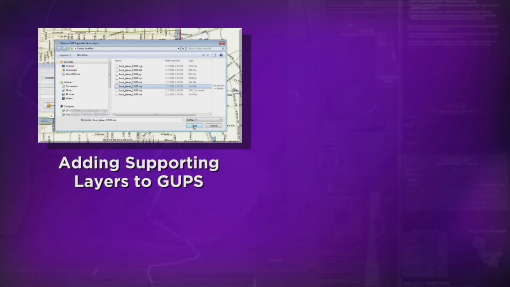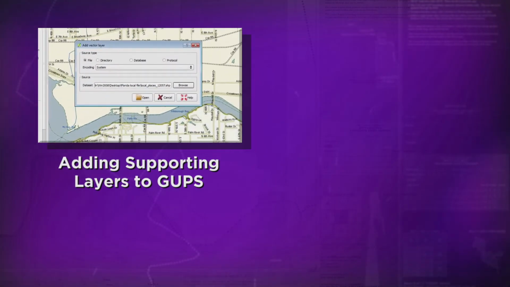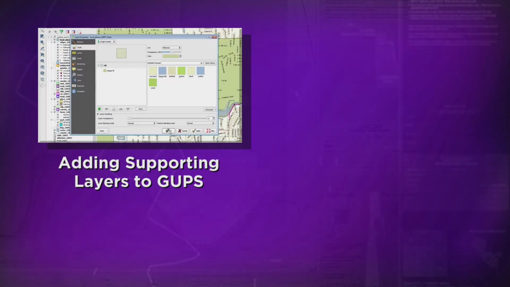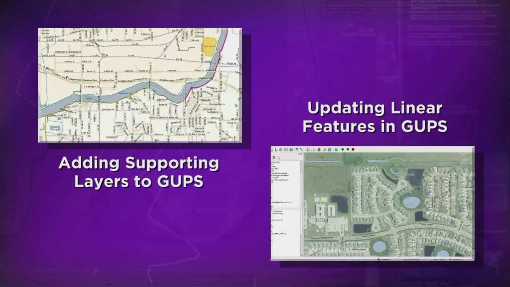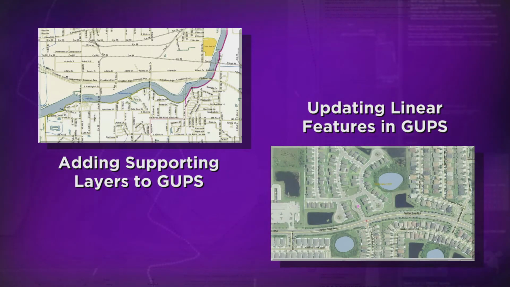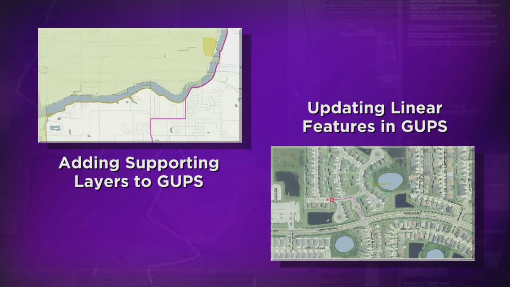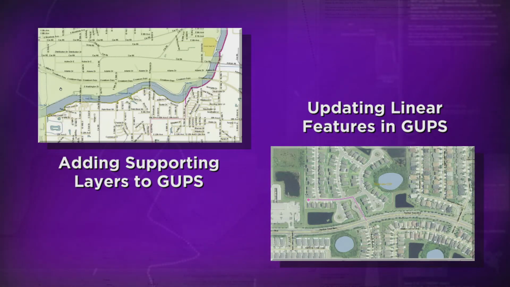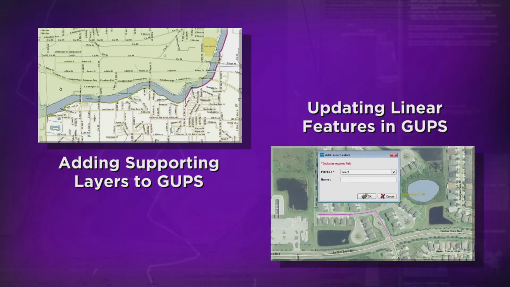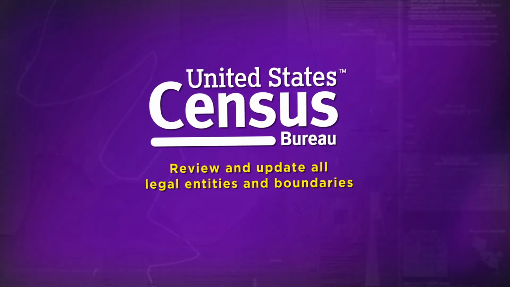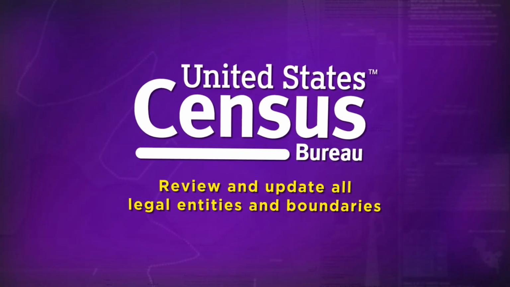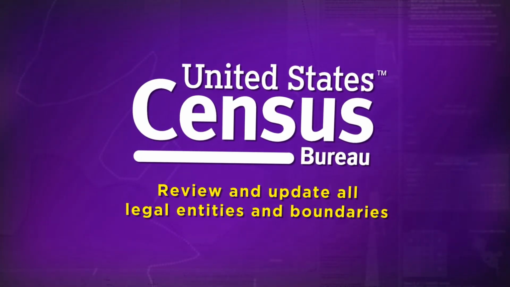So far in this series, you've learned how to add supporting layers into GUPS and compare your shapefile to Census Bureau geography. You've also learned how to update linear features in your working area, adding, deleting, and changing the attributes of linear features and specifically roads. Linear features must be updated before changing and correcting boundaries. The Census Bureau requests all GUPS participants to review and update all legal entities and boundaries within its jurisdictions.